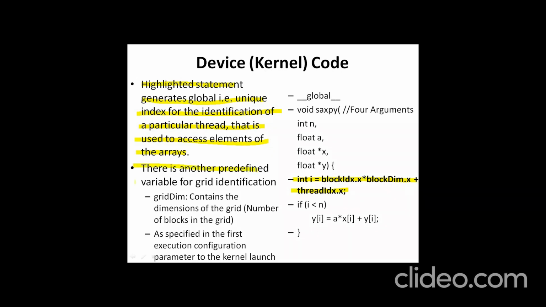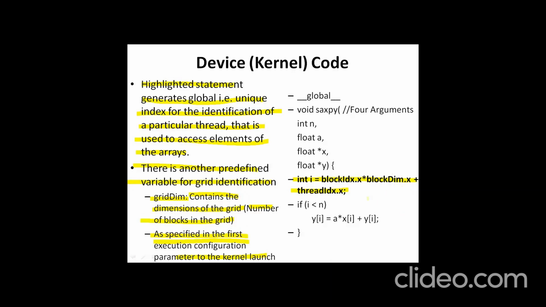There is another predefined variable for grid identification, that is grid dim. It contains the dimensions of the grid, that is, the number of blocks in the grid, which is specified as the first execution parameter of the kernel launch. So these arguments are passed by our host code to the kernel, and these values are stored automatically by the CUDA runtime into these predefined variables.